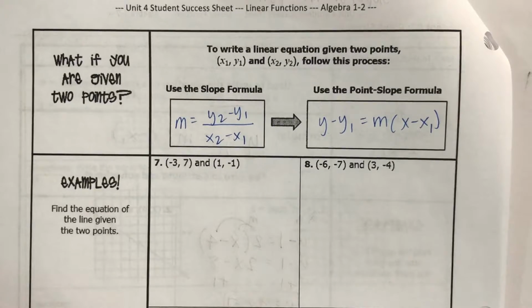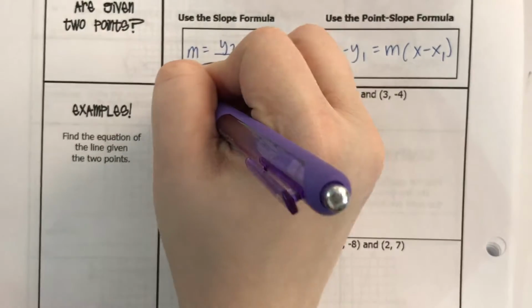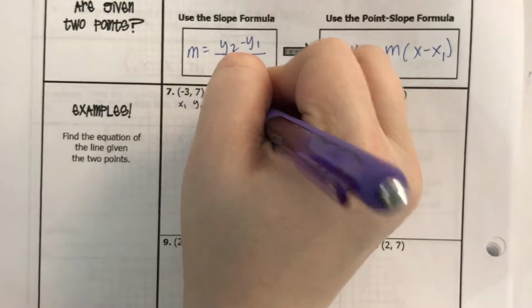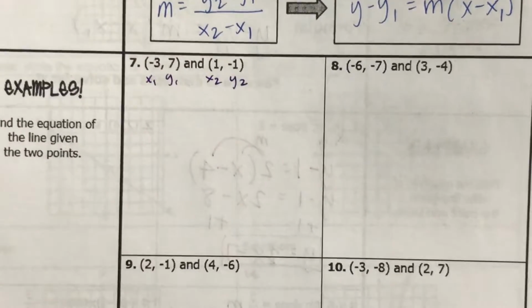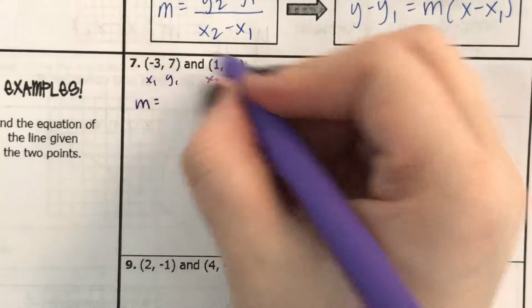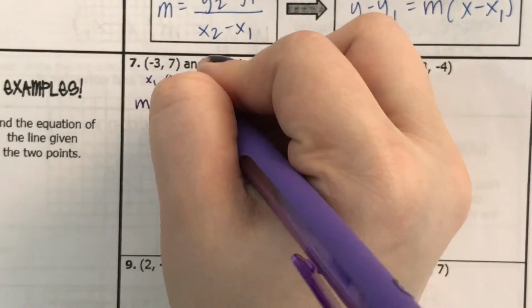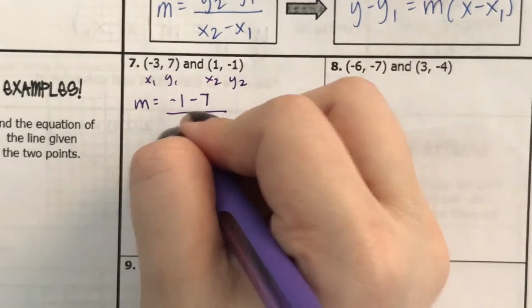Let's do this. So let's do the odds together here. So my first step when given 2 points is to find the slope. Remember, x1, y1, x2, y2. Okay? So m equals y2 minus y1, negative 1 minus 7 over 1 minus negative 3.